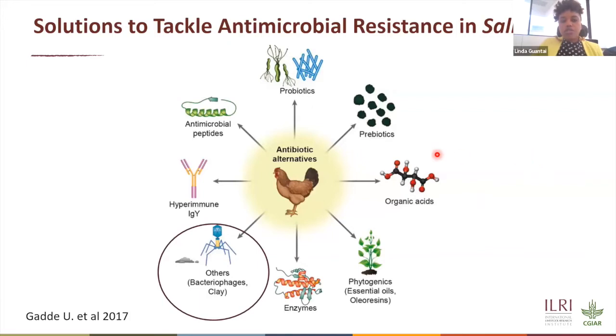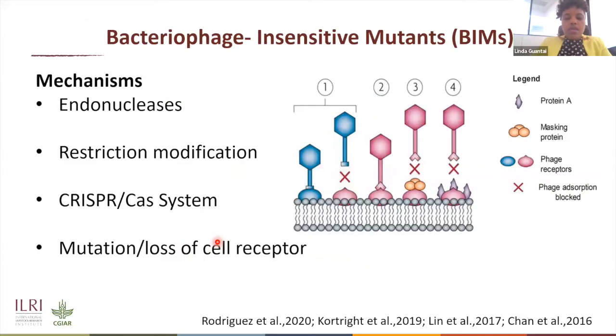So some of the solutions to tackle AMR in Salmonella include probiotics, prebiotics, and bacteriophages. However, with the use of bacteriophages, frequent exposure to the same strains of bacteria can lead to the development of bacteriophage insensitive mutants. This is by using different mechanisms, such as endonucleases, restriction modification, the CRISPR-Cas system, and mutation or loss of cell receptors.